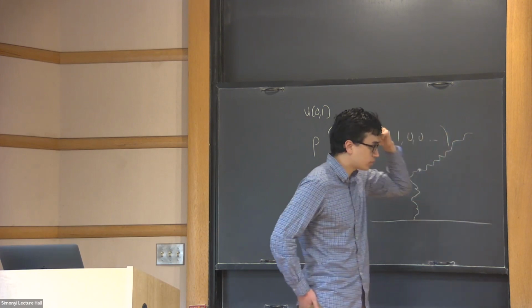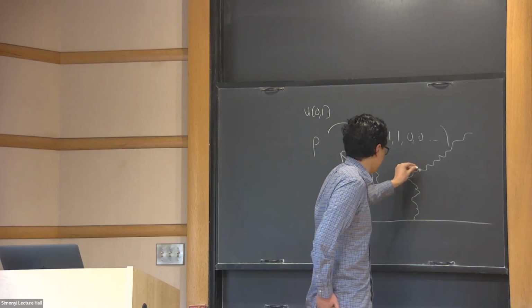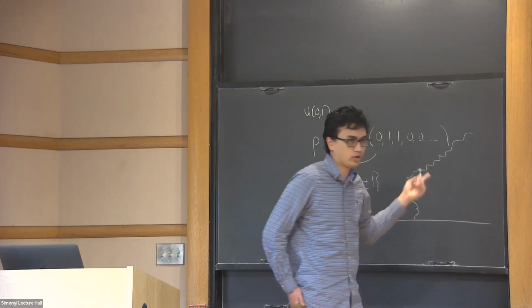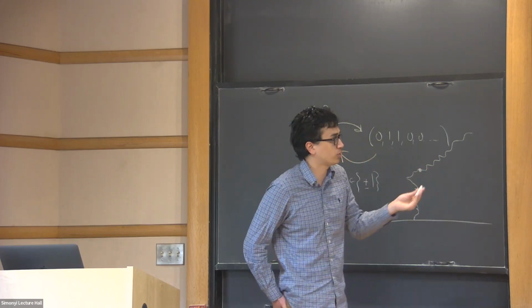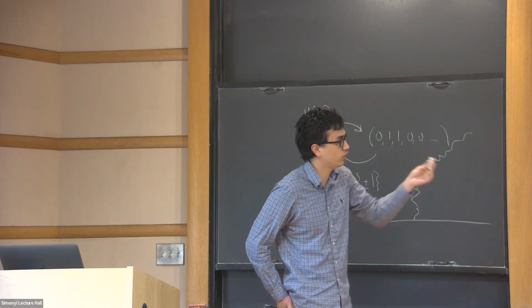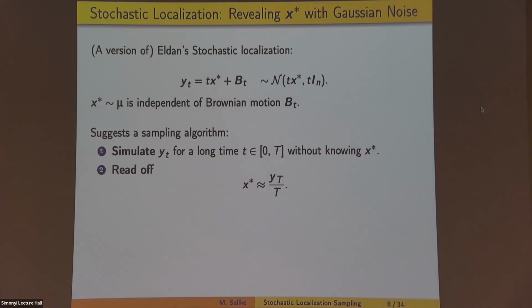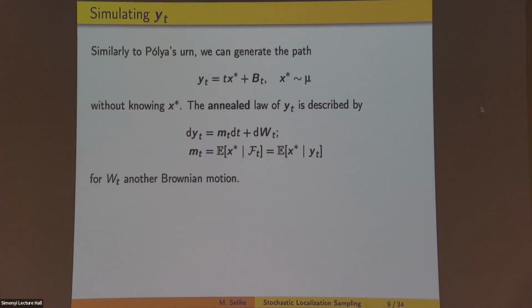I'll say something equivalent in a minute, but at any point, it's just a Brownian motion with a drift, and the drift just depends on where it is. It's a very reasonable diffusion process. When you have a Brownian motion with an unknown drift, it just averages out to a Brownian motion with a reasonable drift.